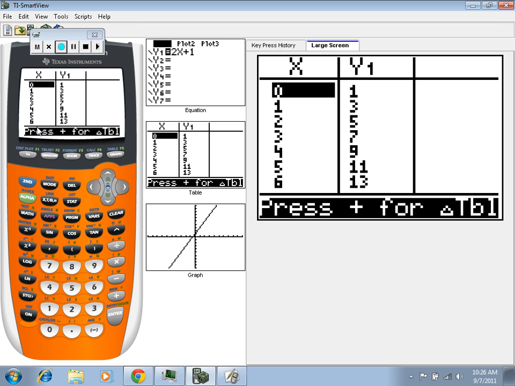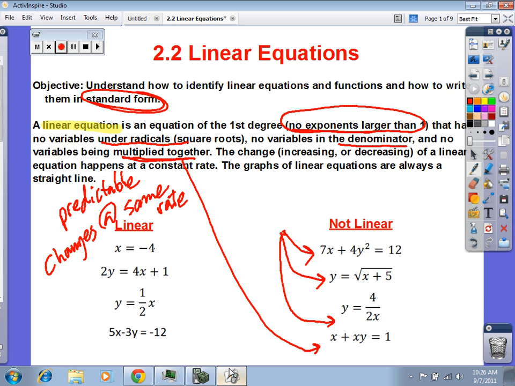How did you guess 15? Why 15? How much are these guys changing each time? It's just going up 2. So that's what I mean by predictable. It goes up 2, up 2, up 2, up 2. It changes at the same rate. It's not going to go up 2, then up 10 the next time, then up 20. So that's the nicest feature about a linear equation.